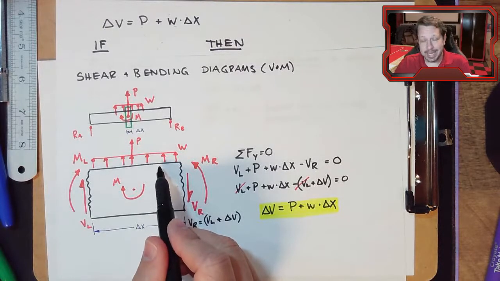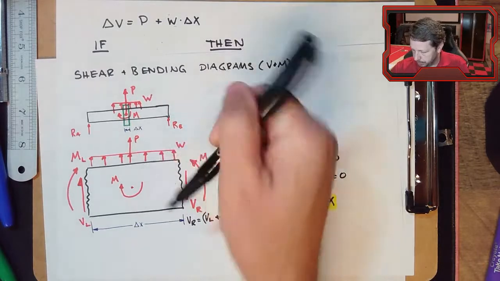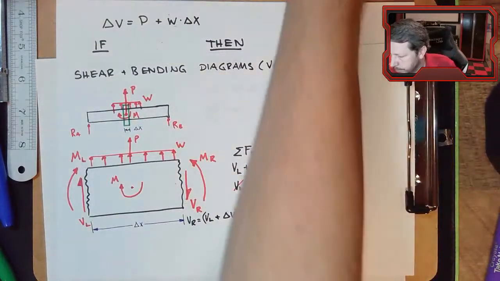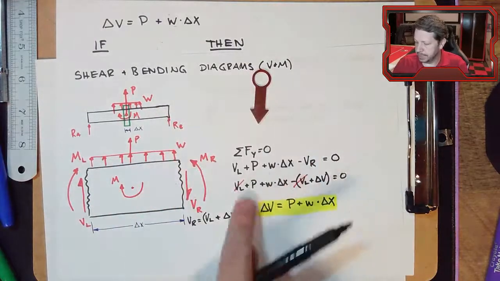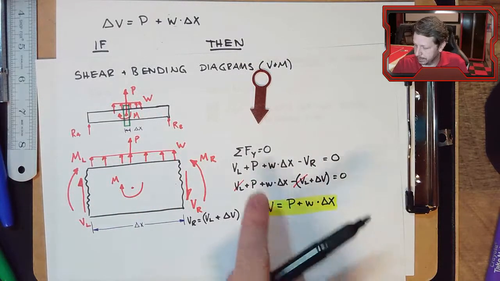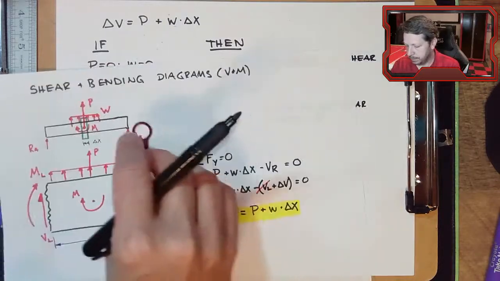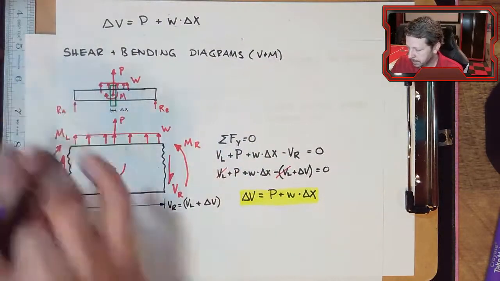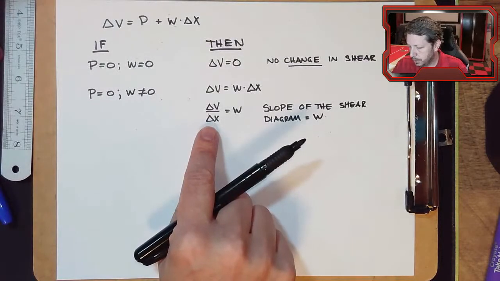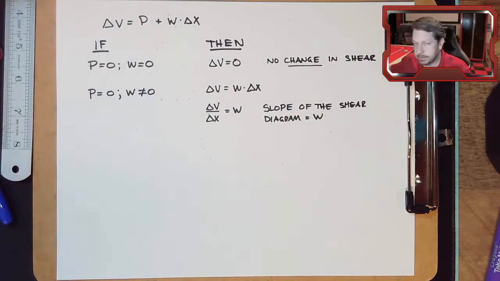Now, normally it's going to be negative because normally W is pushing down on the beam, this way. I drew them positive because I wanted the positive signs in this equation that we're developing. But most of the time, W is actually going to be negative 10 pounds per foot or whatever. And this would say that the slope of the shear diagram is that value.